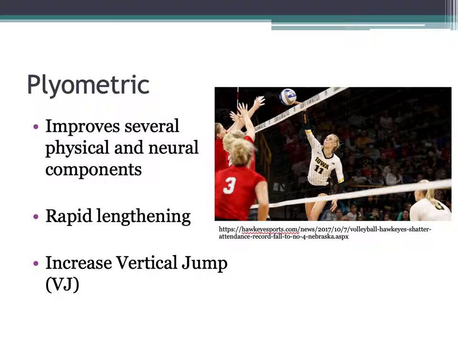Plyometrics in volleyball requires athletes to perform repeated jumps, frequent sprints, and changes of direction. Plyometric exercises can improve the neuromuscular system, power output, and jumping ability. Plyometrics involves rapid lengthening of muscles during explosive movements, eccentrically and concentrically. Plyometric training can be used to increase vertical jump, which is an essential component while using explosiveness.